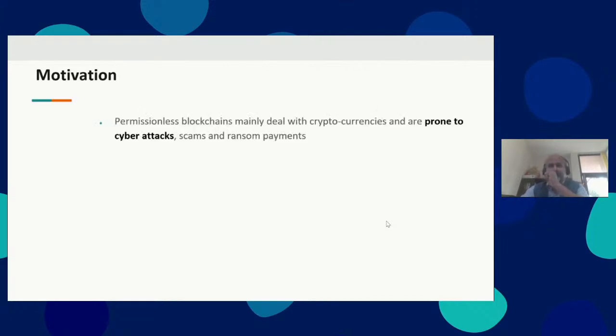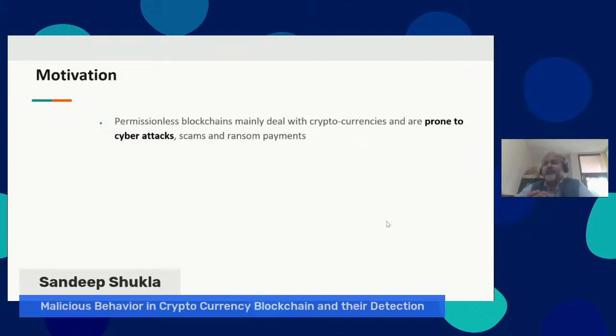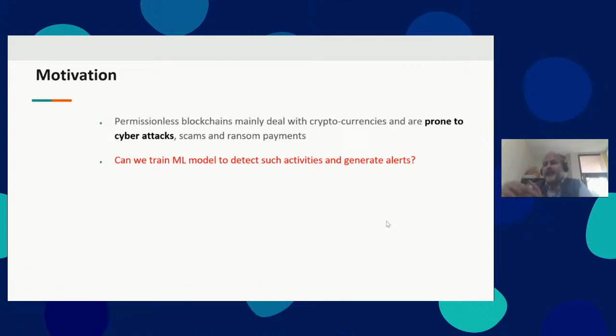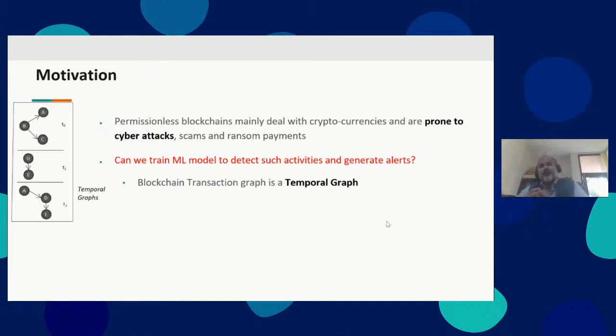What we found, the first thing we noticed, as I already told you, is that there is a huge amount of inequality in this ecosystem. Then we found that the accounts have very different behaviors, and depending on whether they're malicious or non-malicious, their behavior changes. So the question is, can we train a machine learning model to detect such activities and generate alerts? This is not something that we thought about for the first time. There has been quite a bit of work on using machine learning to detect such activities.